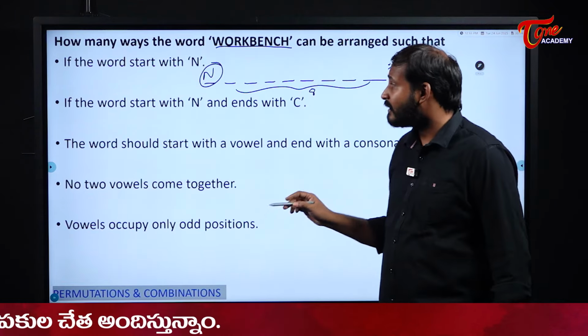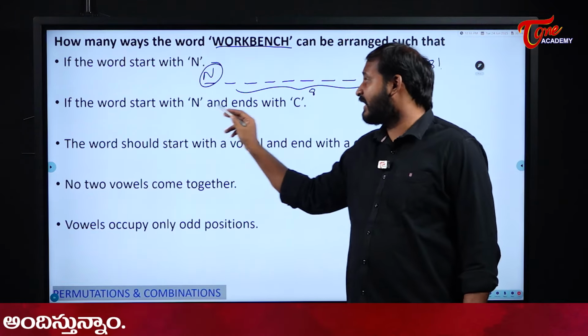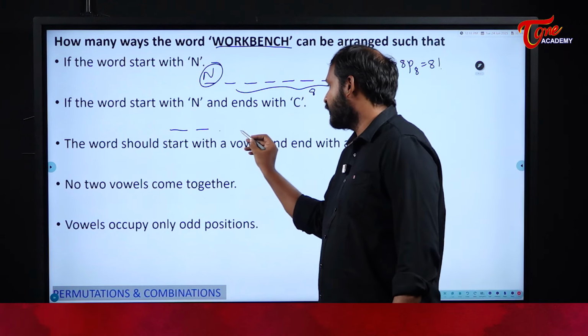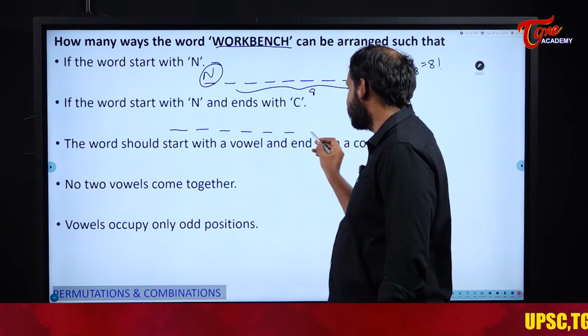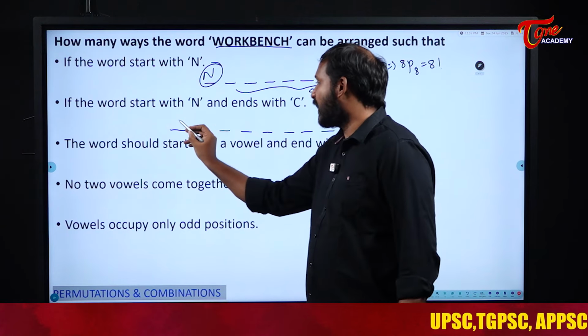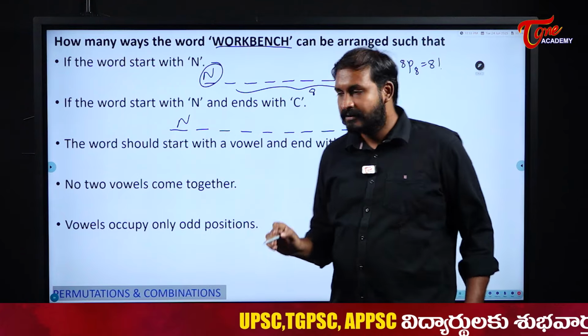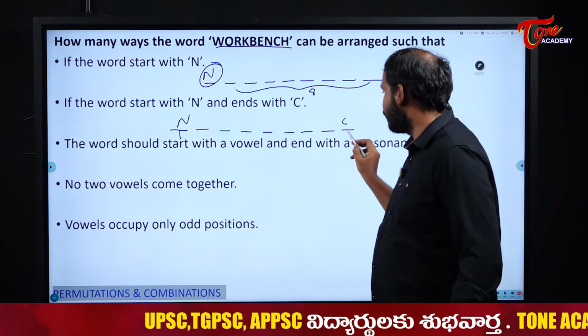Next one. If the word should start with N and end with C. Now see here 1, 2, 3, 4, 5, 6, 7, 8, 9. It should start with N and it should end with C. These two positions are fixed, right? So how many chances here? 1 chance here and 1 chance here.